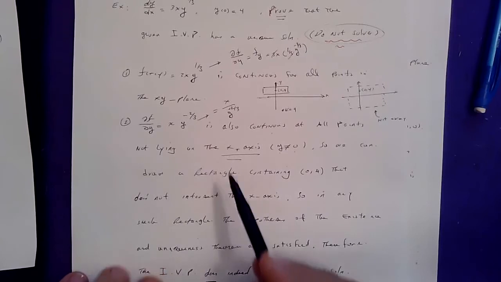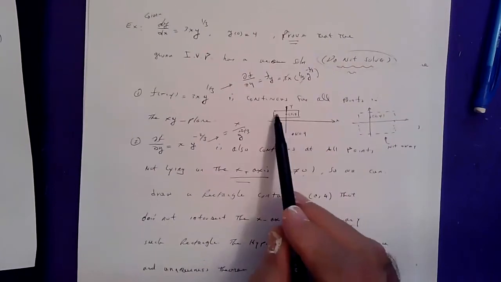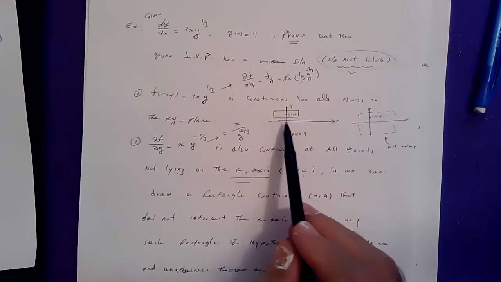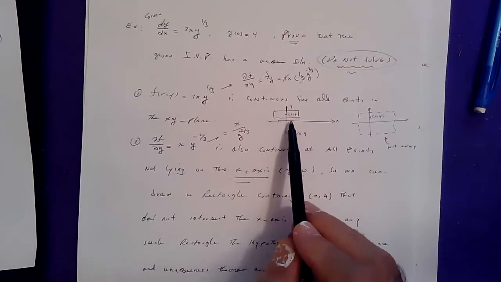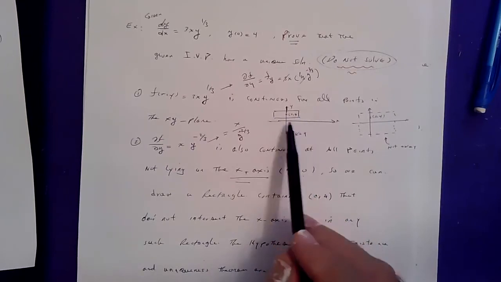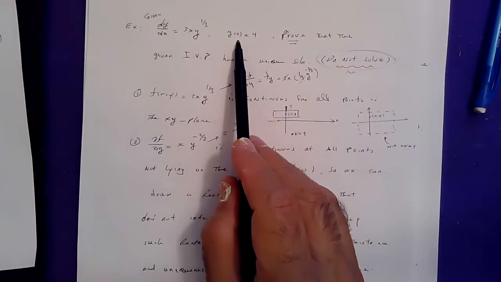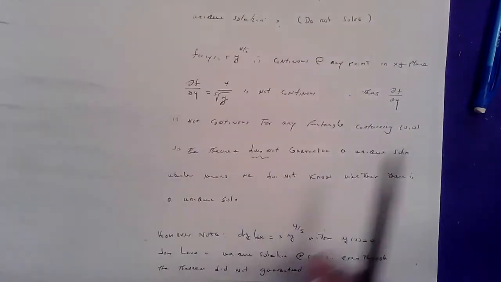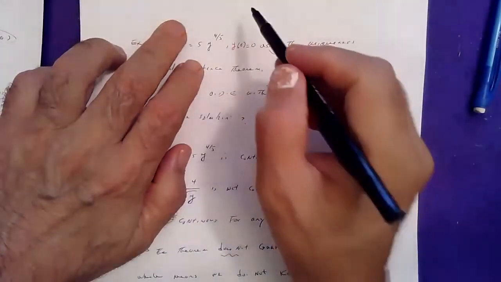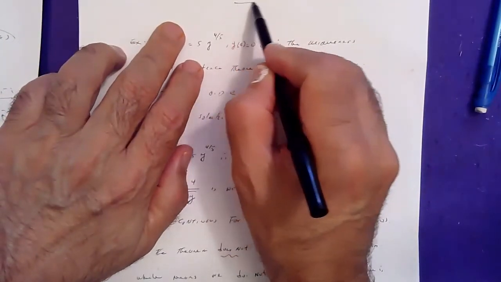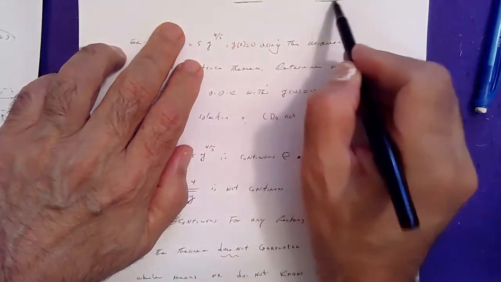Do you see it? So we are good here, as long as you take the rectangle above the x-axis, including your initial condition, which is (0, 4). Okay, the uniqueness and existence theorem conditions are sufficient but not necessary.